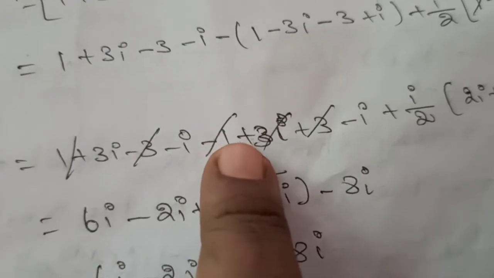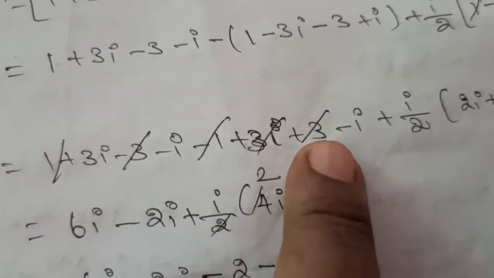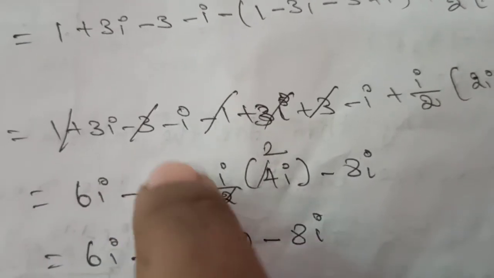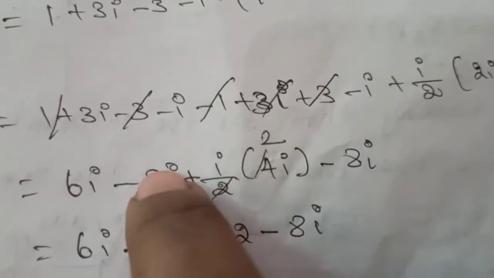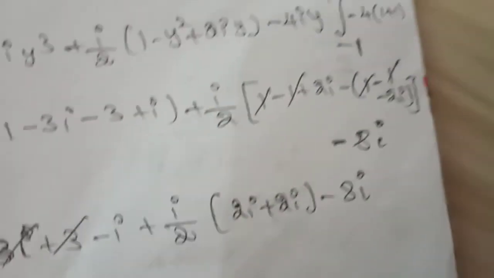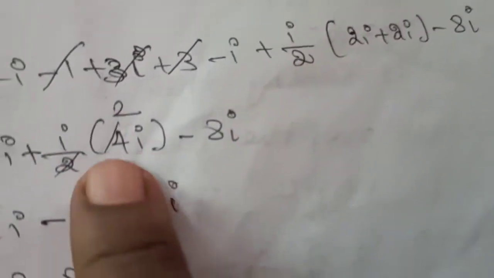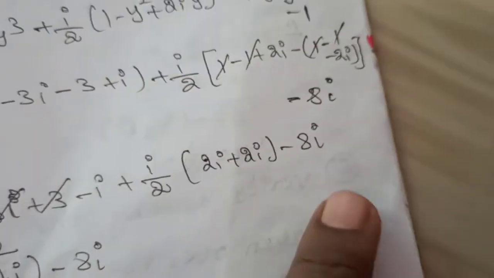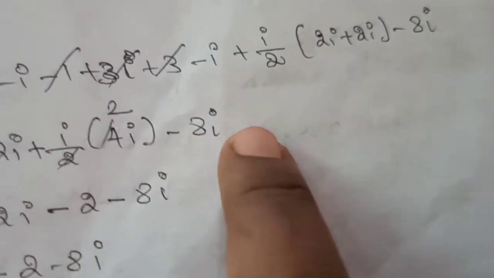Here plus 1 minus 1 cancel, minus 3 and plus 3 cancel. The remaining value is 3i plus 3i, which you can write as 6i, minus 2i. Plus i by 2 into 2i plus 2, you can write 4i, so 2 twos are 4. Okay, minus 8i, you can write minus 8i.